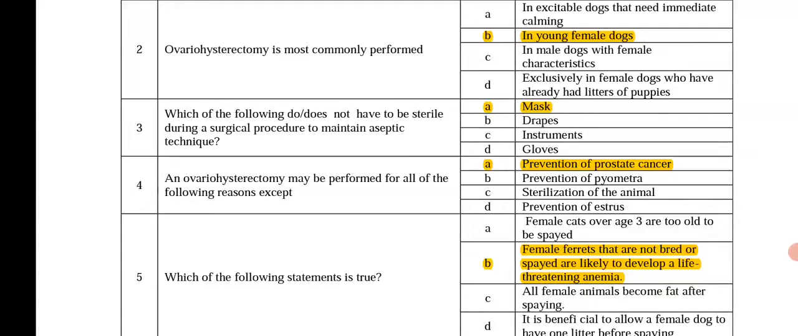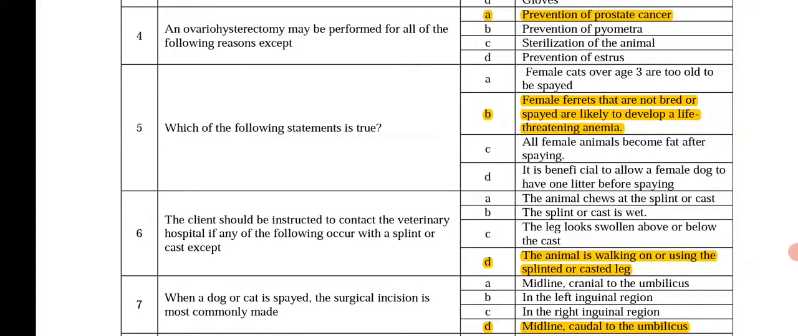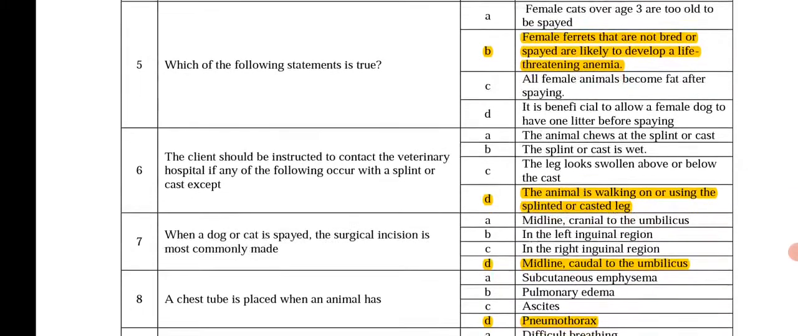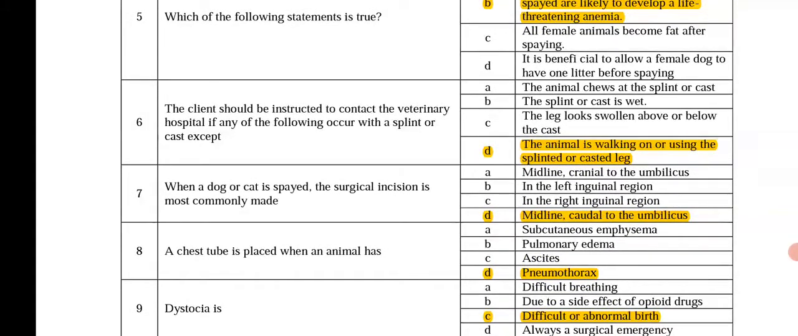Ovariohysterectomy may be preferred for all of the following reasons except prevention of prostate cancer. Which of the following statement is true? Female ferrets that are not bred or spayed are likely to develop a life-threatening anemia. The client should be instructed to contact the veterinary hospital if any of the following occur with a splint or cast, except the animal is walking on or using the splinted or casted leg.